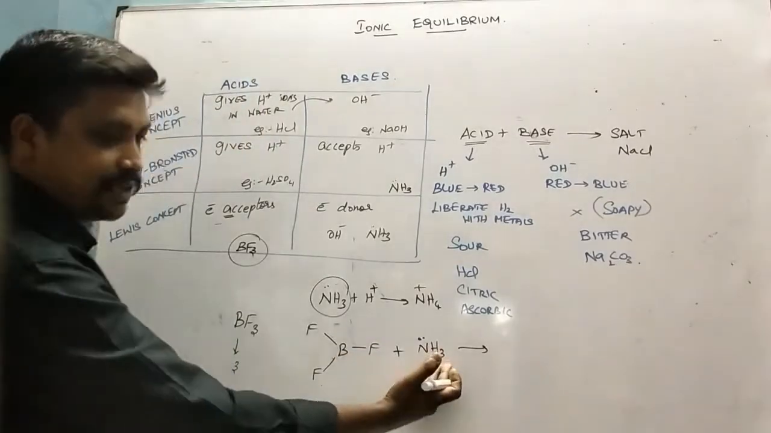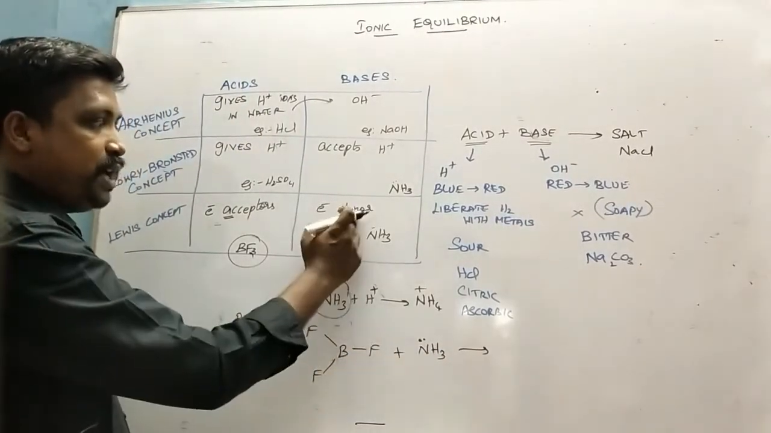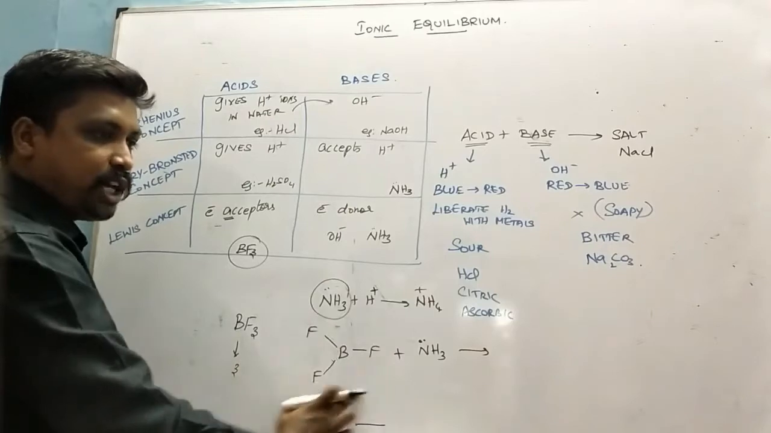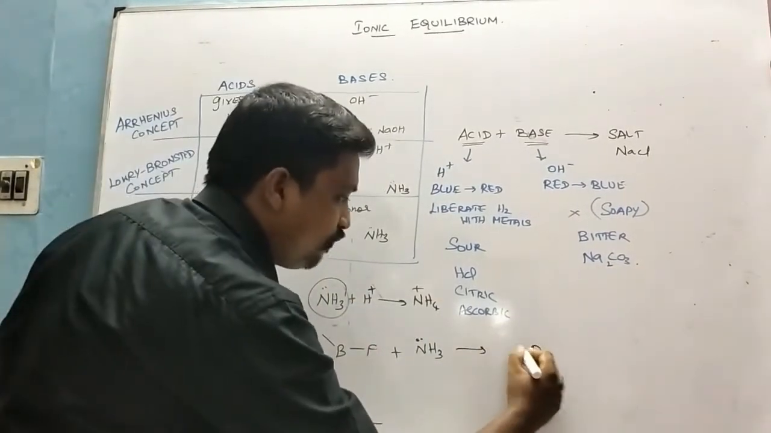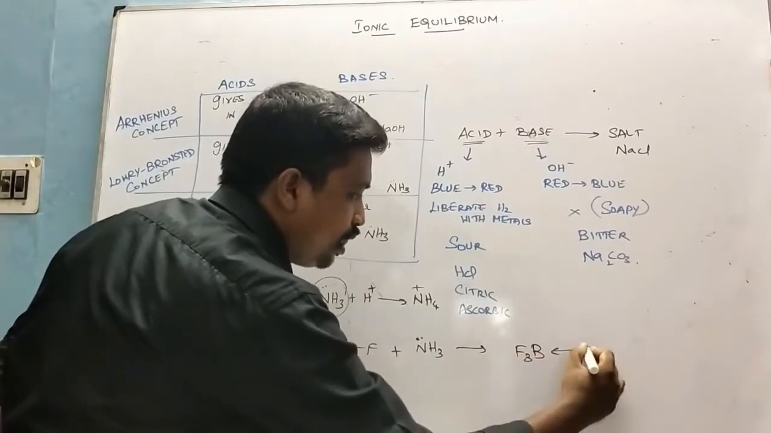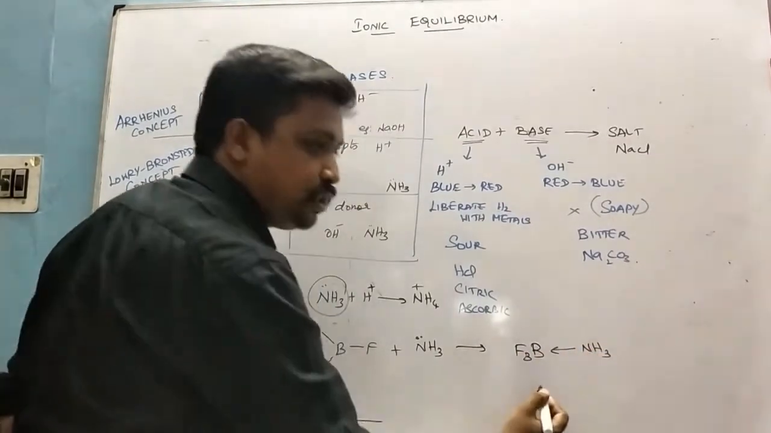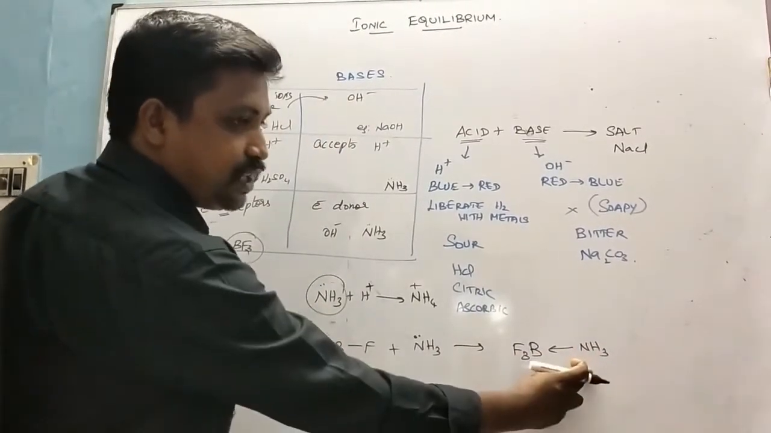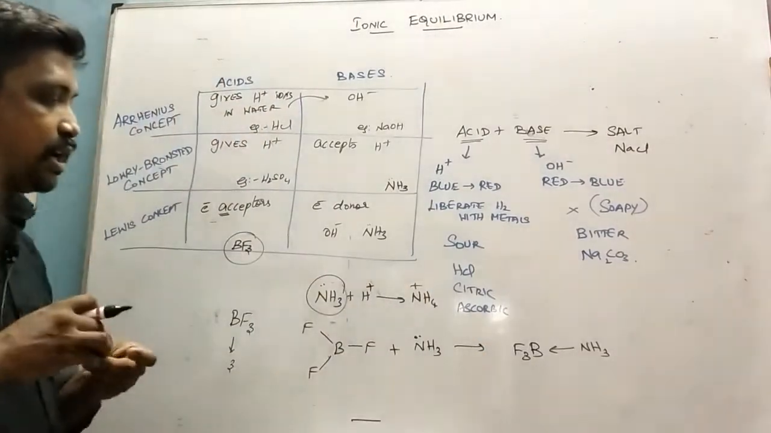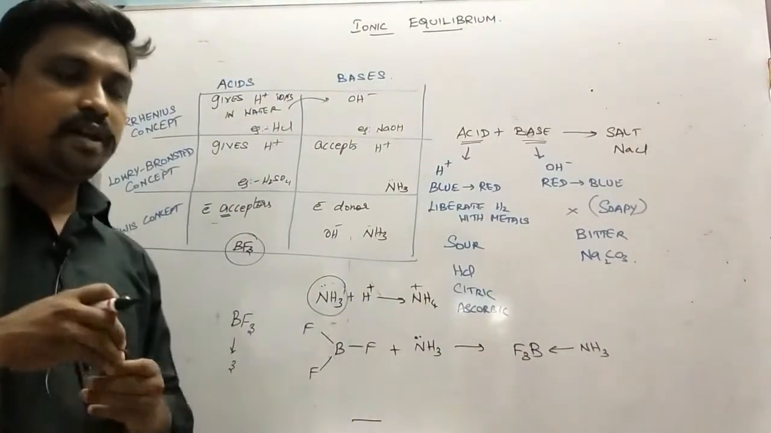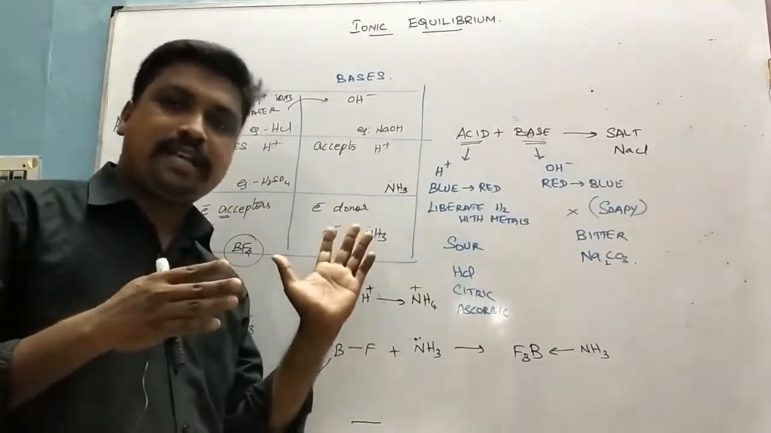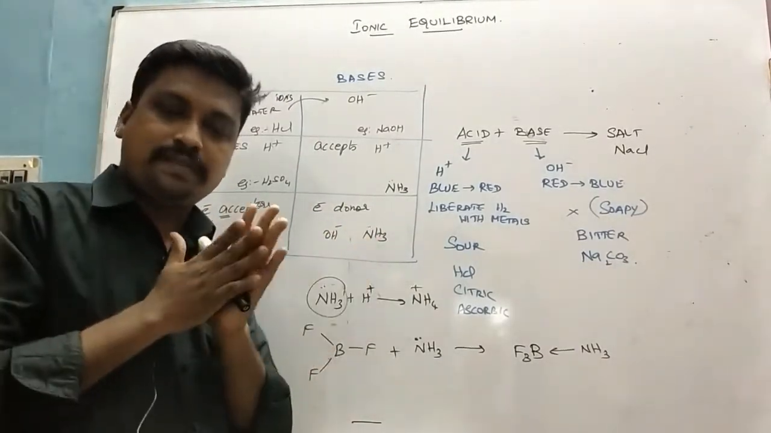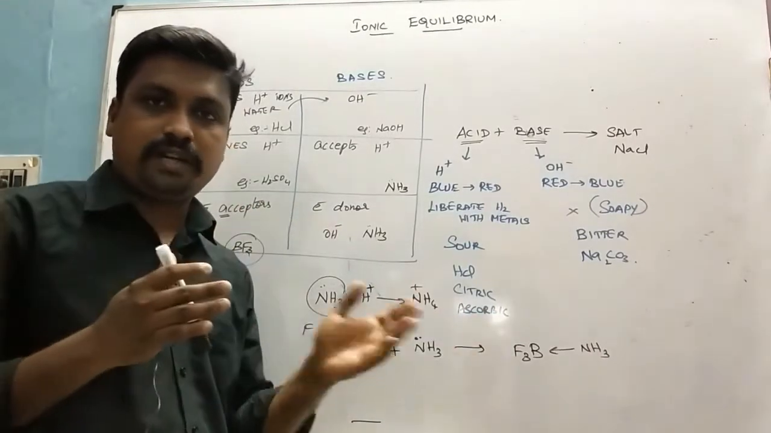So ammonia is the electron donor, which is the base, and BF3, boron trifluoride, acts as the electron acceptor, which is called a Lewis acid. So they form a compound with a coordination bond. This is a type of salt. Acid and base react to form salt. Now I think you are very clear about what are called acids and what are called bases, right?